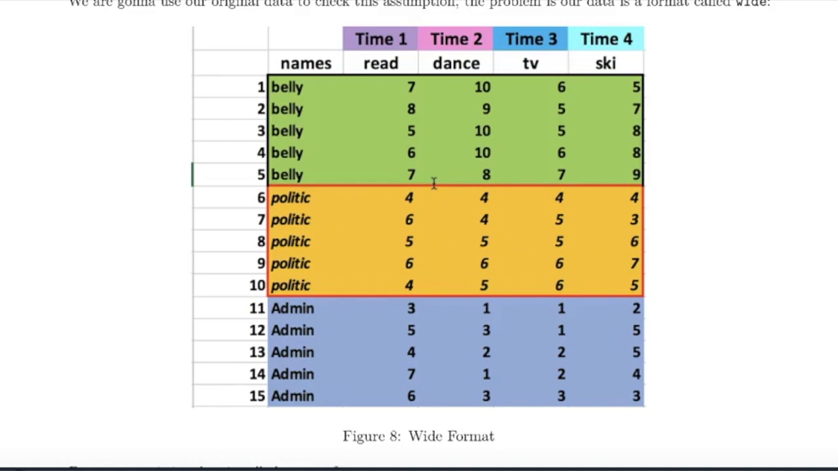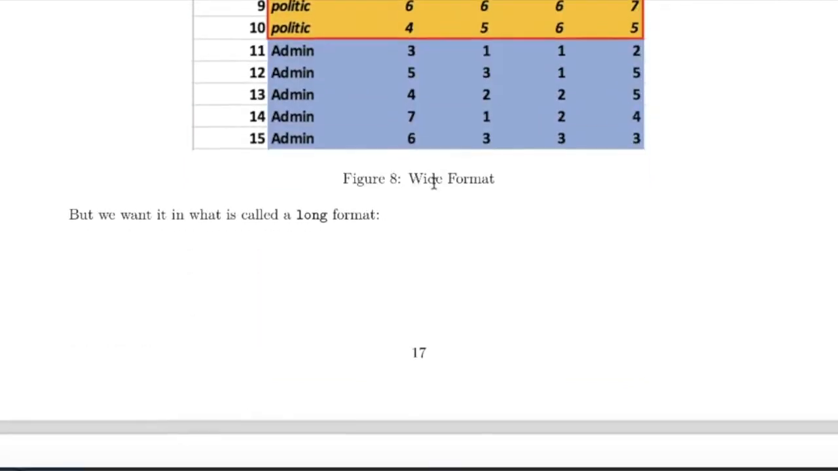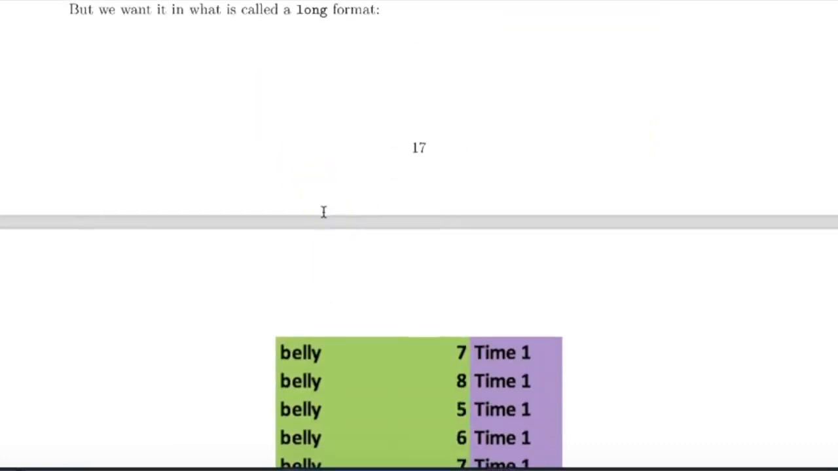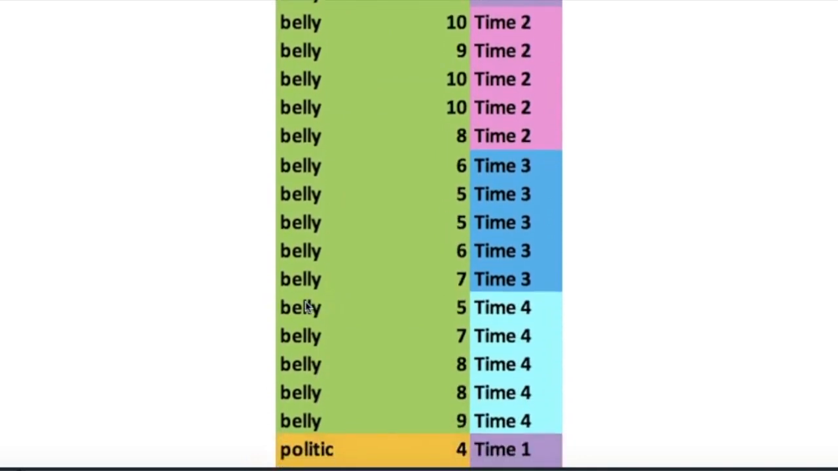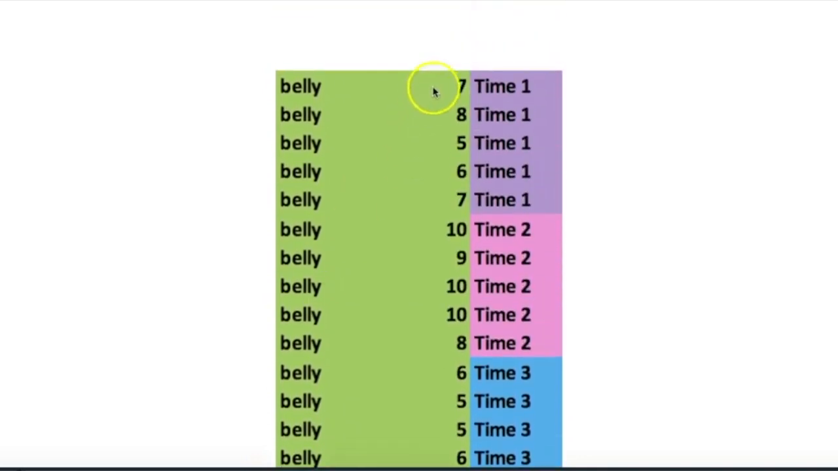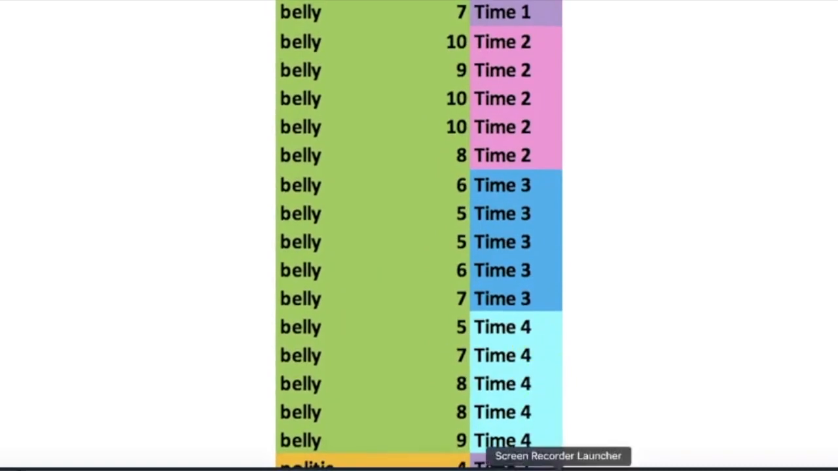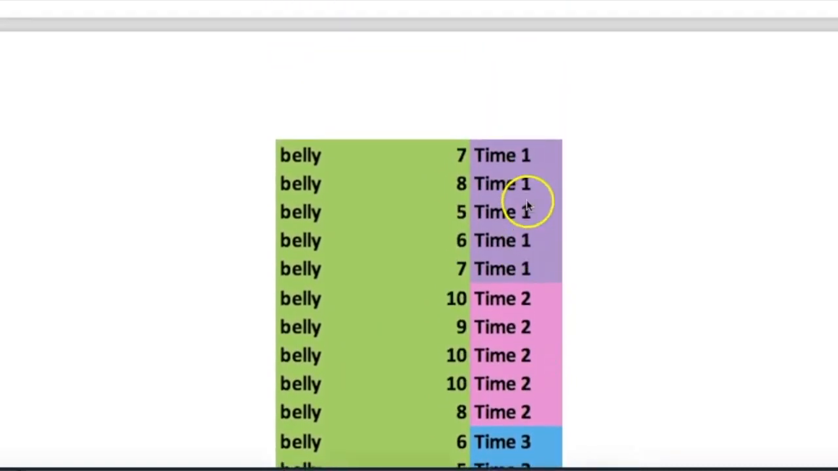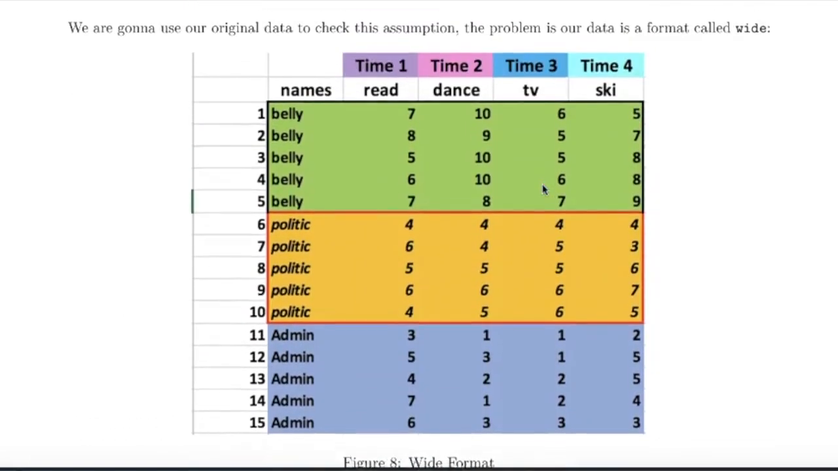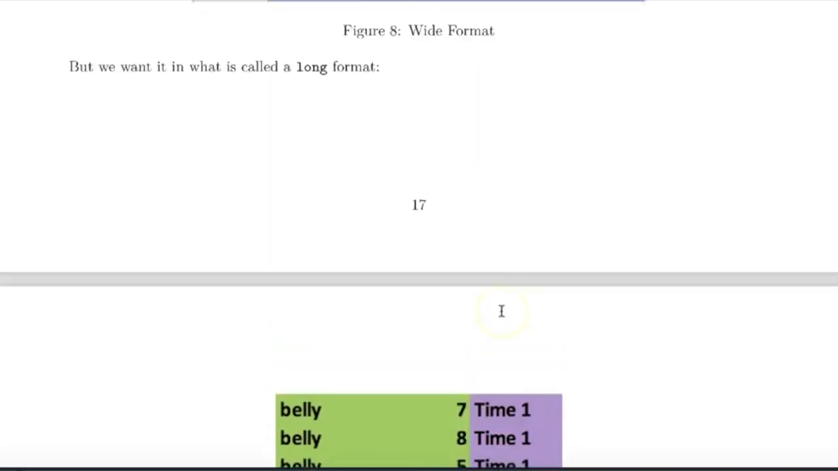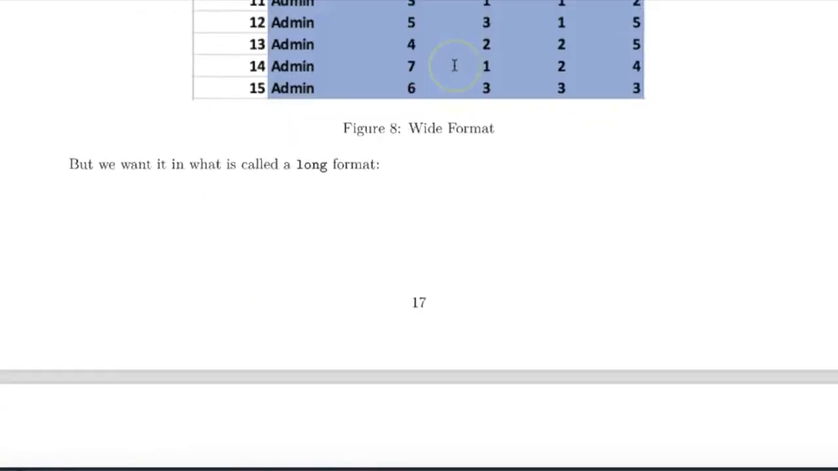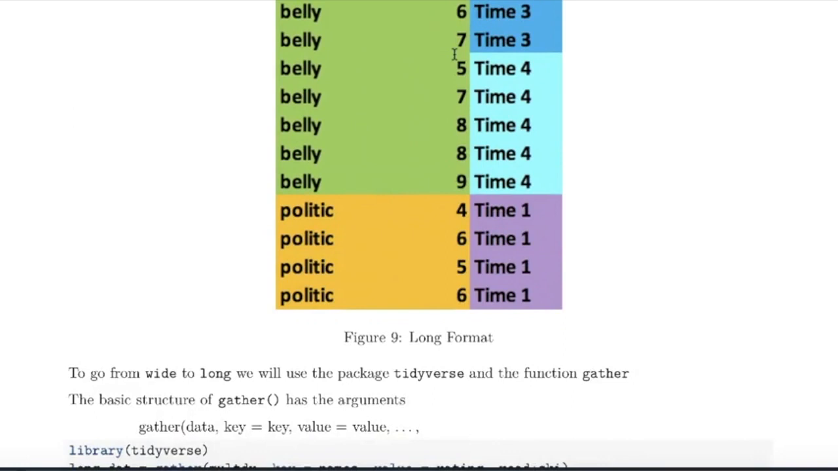But to test sphericity, I want what's called a long format. And look at what the long format looks like. It has all the observations, and then it has the actual rating, and then it would have the time: time 1, time 2, time 3, time 4. For us, it's not going to be time, but it would be reading, and then the 5 measurements for dance, and then TV, and so on.